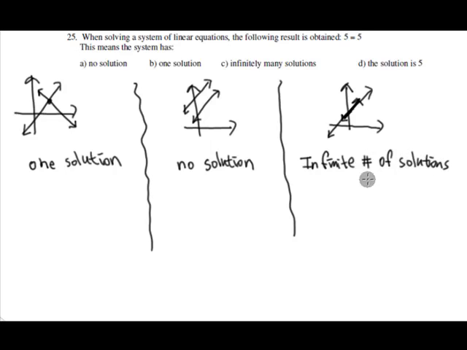Now, how will I know which case is which? Let's look at the possible criteria. For one solution, you have 2 independent equations. A typical example would be x plus y equal to 5, x minus y equal to 3.